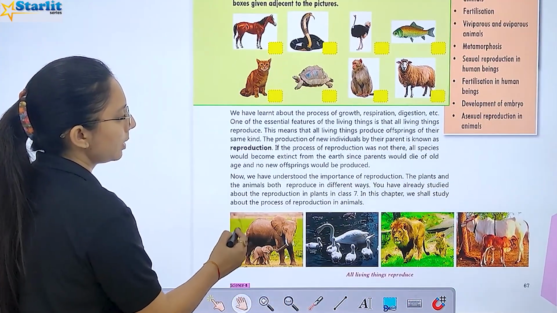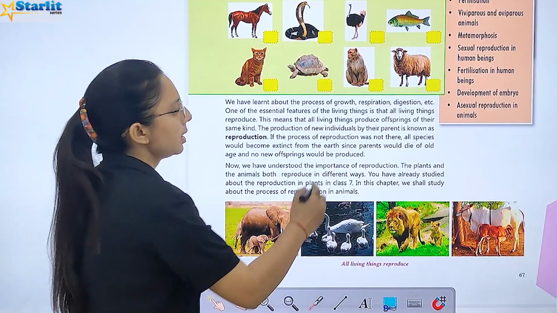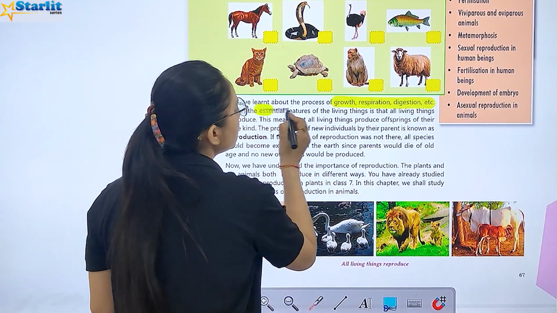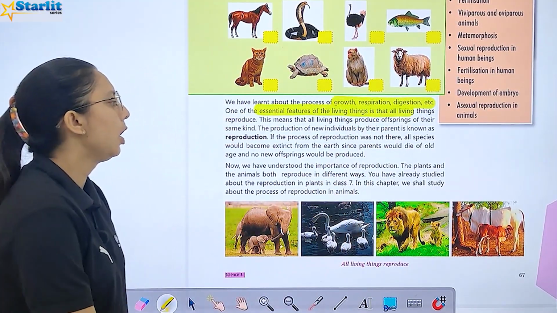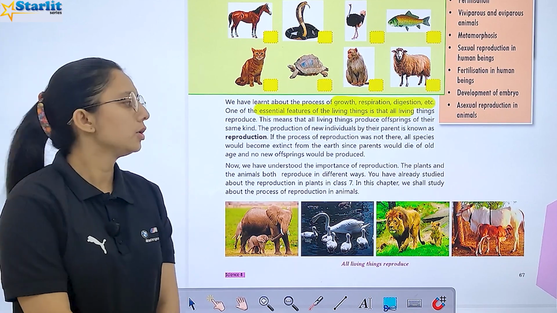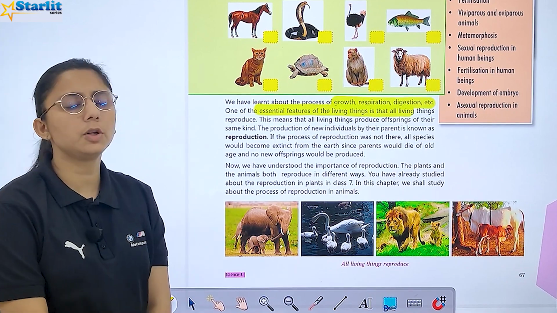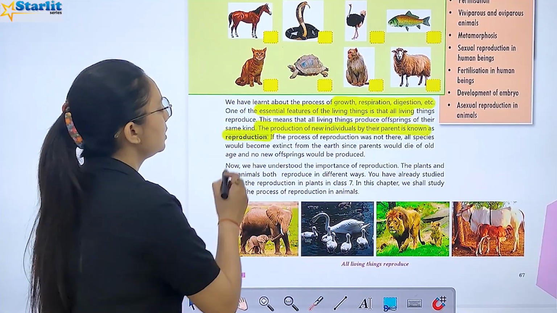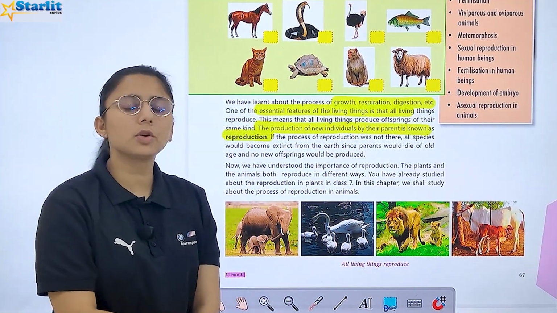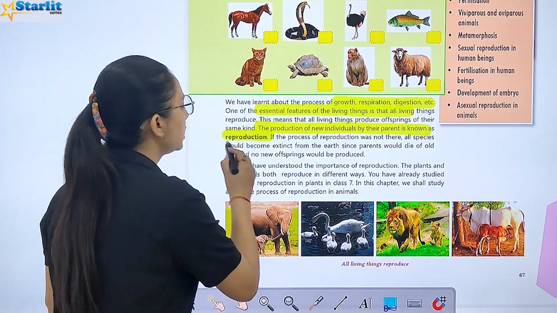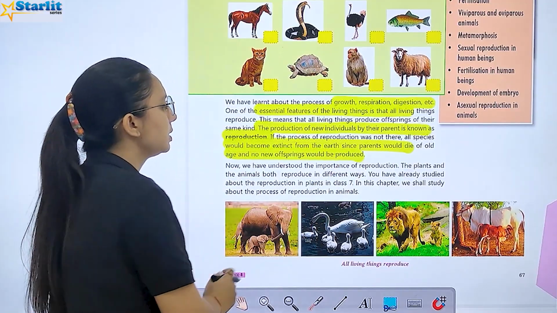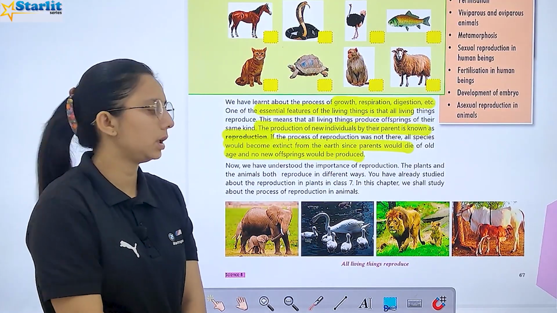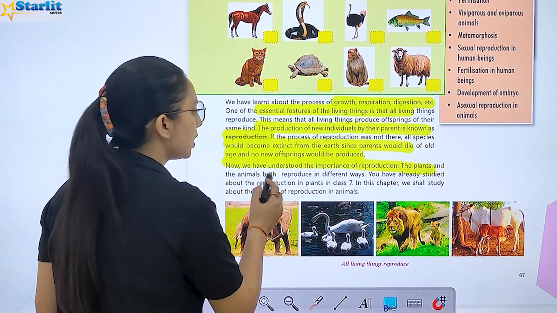We have learned about the process of growth, respiration, digestion. One of the essential features of living things is that all living things reproduce. This means that all living things produce offspring of their own kind. The production of new individuals by their parents is known as reproduction. If the process of reproduction was not there, all species would become extinct from the earth, since parents would die or grow old. So now we have understood the importance of reproduction.